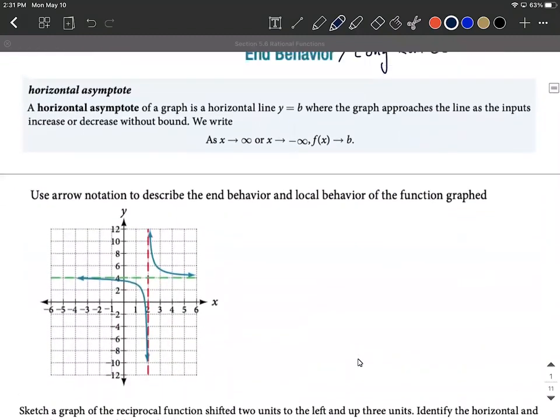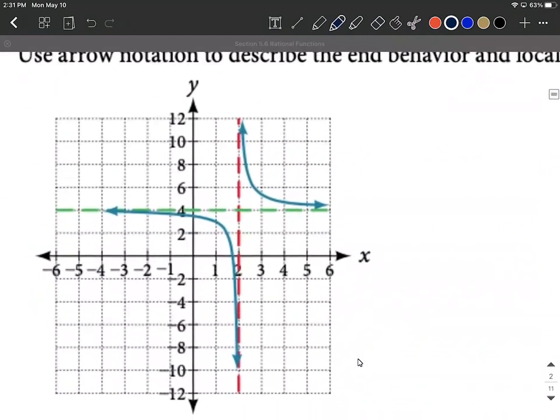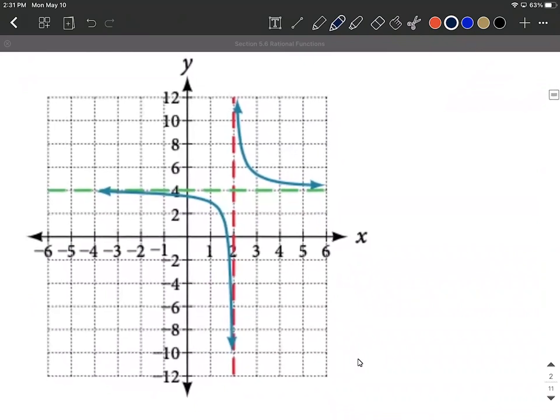Let's use one more example here and describe the end behavior and the local behavior. The local behavior being vertical asymptotes. They're designated this time with dashed lines because they're not on the axes. So we have a horizontal line going across here. That's going to be a horizontal asymptote, and a vertical asymptote going, it looks like, at 2.